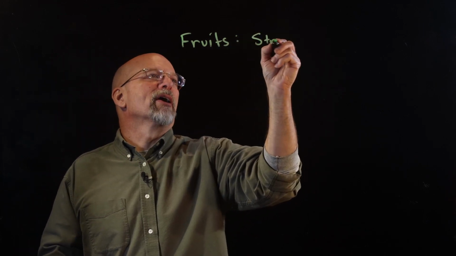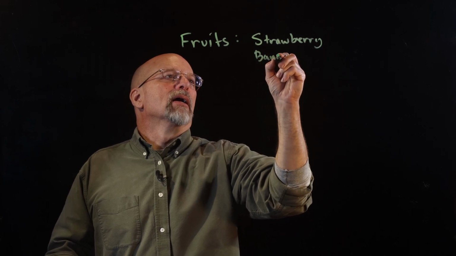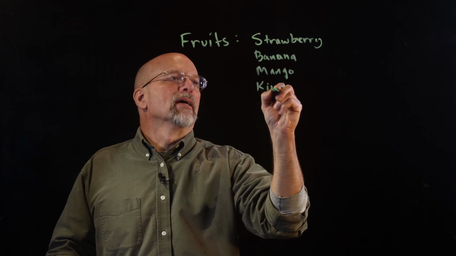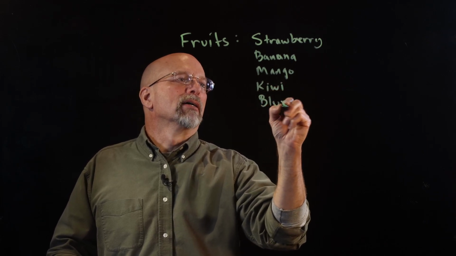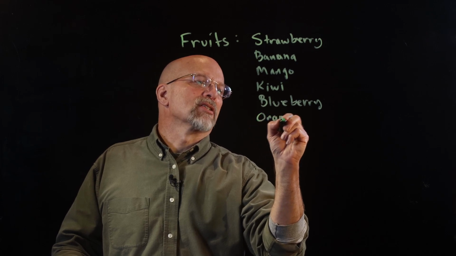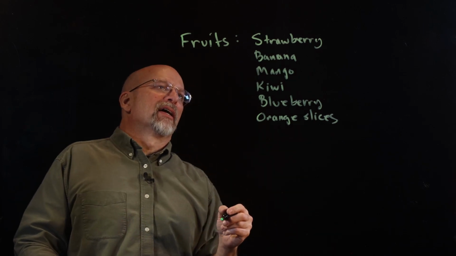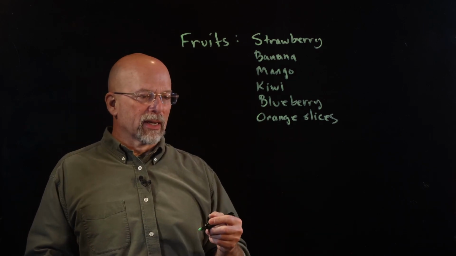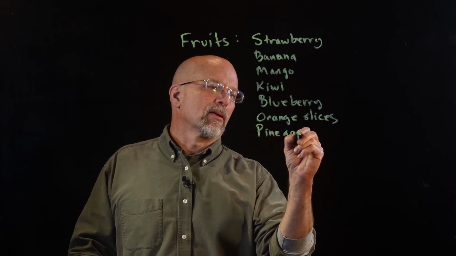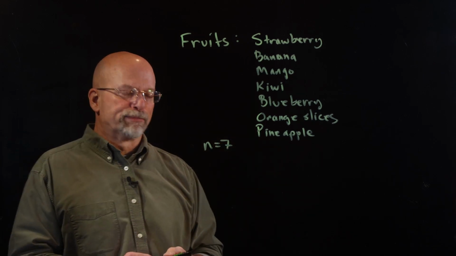How about strawberry? We could put banana, mango, kiwi, blueberry. How about orange slices? What else? That probably looks like enough. Maybe we'll add pineapple to this. All right. So I've got n equal to 7.